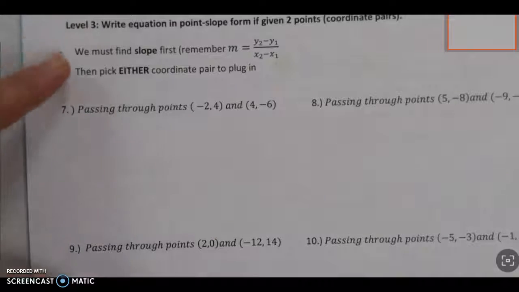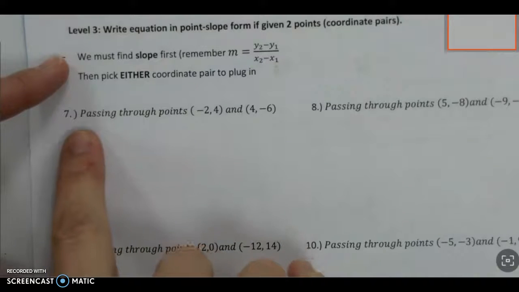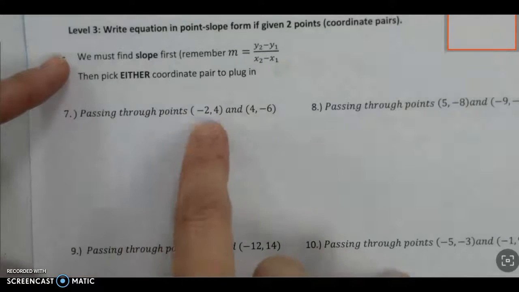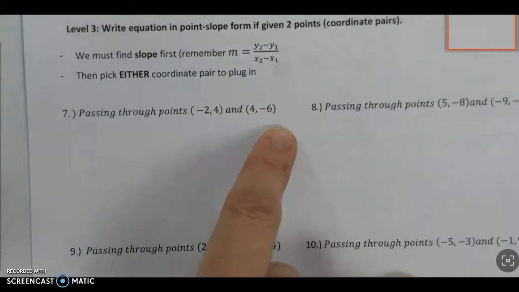Okay, this first question. Yesterday, what I did was I gave you a point and I gave you a slope, and we wrote the equation, and it was pretty easy, right? So what are we missing today that we had yesterday? It says, write the equation of a line that passes through these 2 points. So you have 2 points, but you're missing the slope.